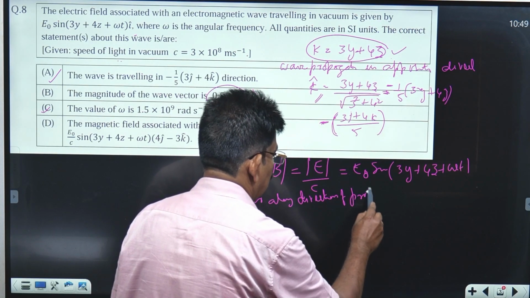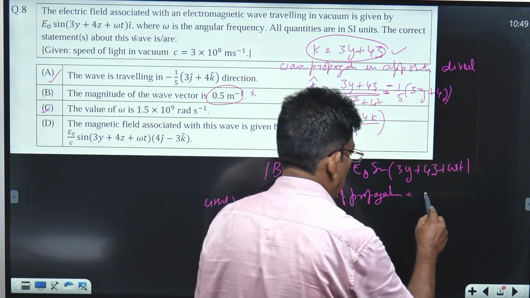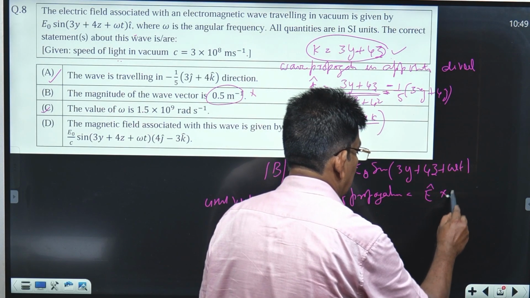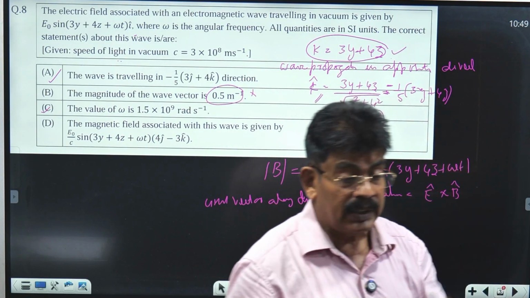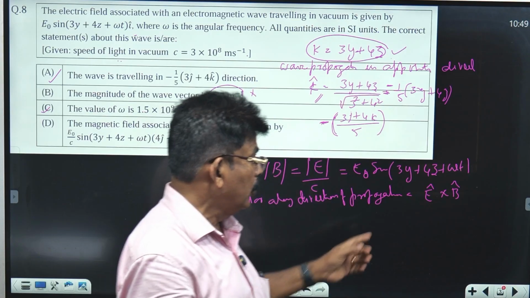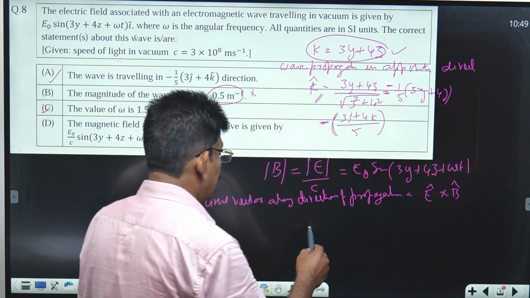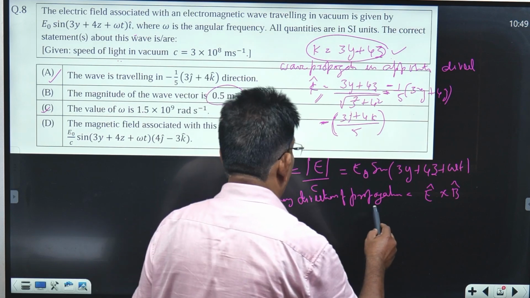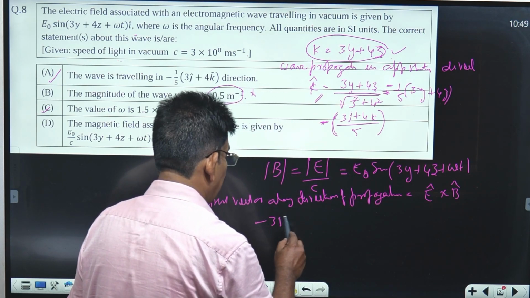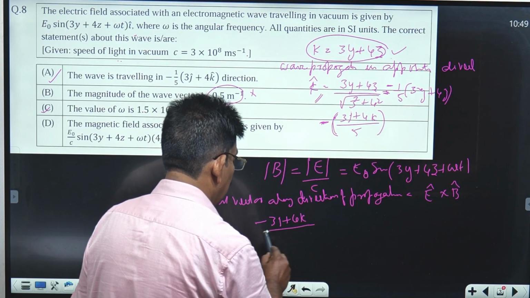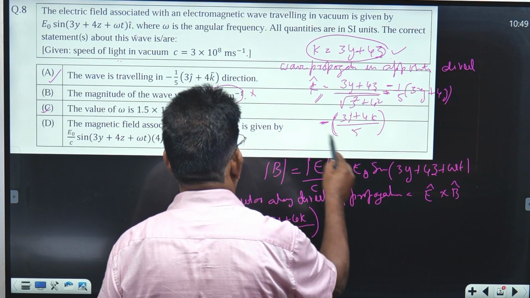Direction of propagation is equal to E cap cross B cap, isn't it? That is, the unit vector along the direction of wave propagation is equal to the unit vector along the direction of electric field cross the unit vector along the magnetic field. The unit vector along the direction of propagation of the wave, we already got it: minus 3j plus 4k divided by 5. You got it? The minus sign is there because the wave is propagating along the negative direction.